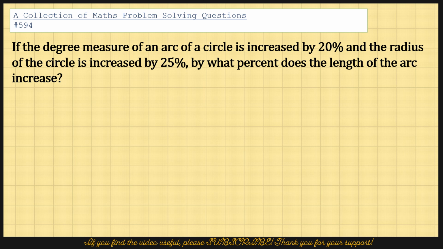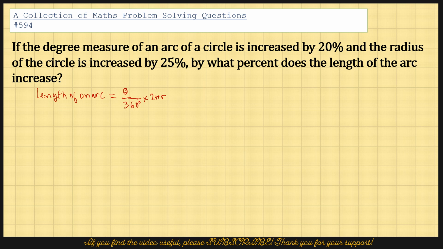what is the length of an arc, the formula for the length of an arc. So the length of an arc is measured by theta in degrees, that's the angle in degrees, theta out of 360 times 2 pi r or pi d. In this case we are using 2 pi r. So that's the measure of length of an arc.